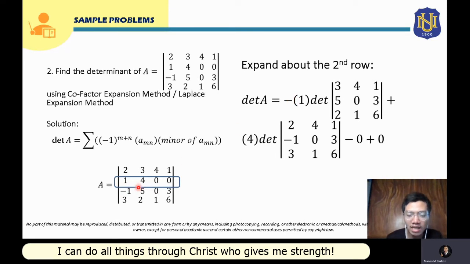Proceeding to the next element, that is 4. We just have to rewrite 4 and then multiply it by its cofactor. So the cofactor of 4, we have to delete the column and the row and then find the determinant of the remaining elements: 2, 4, 1, and then negative 1, 0, 3, and then 3, 1, 6. So this will be that matrix, times the sign convention for 4. If the previous element is negative, then this one should be positive. That's why it is positive here.